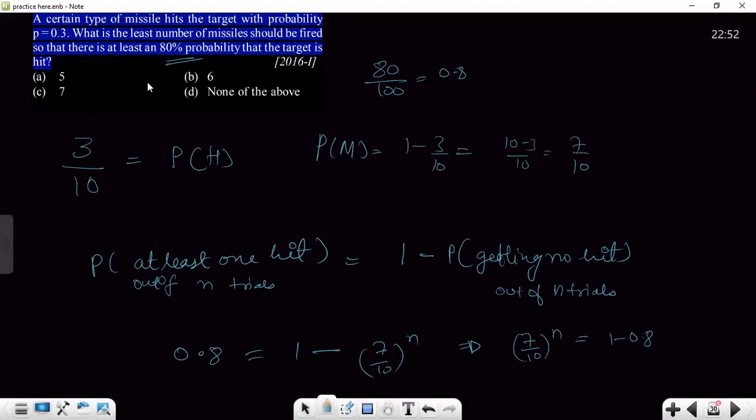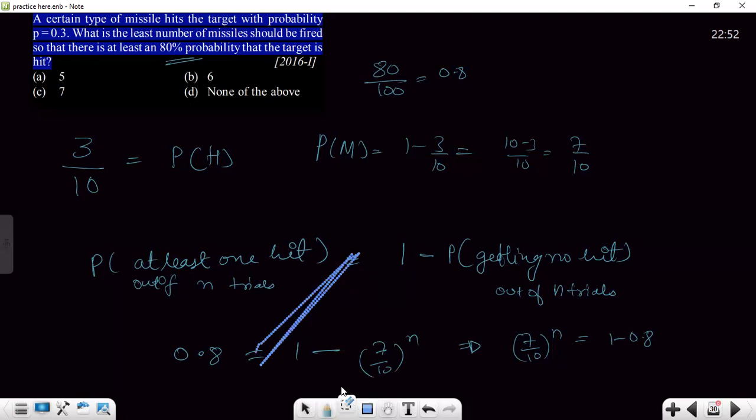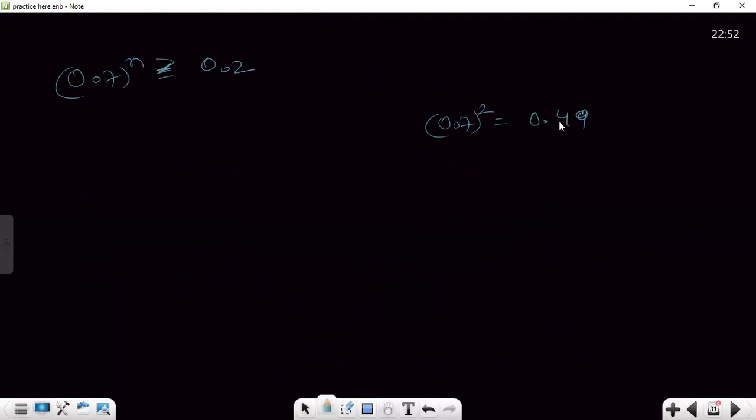The 0.8 is the at least probability. It should be more than 80% or 80%. So instead of writing the equality sign, we should be considering the at least situation. Okay. So is 0.49 greater than 0.2? 7 into 7, and yes, it is greater than 0.2.